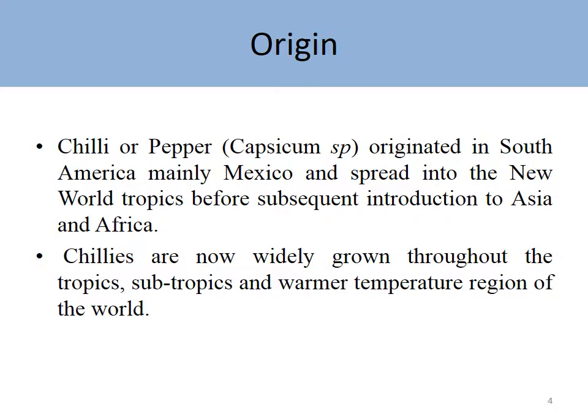Origin of chili or pepper. It originated in South America, mainly in Mexico, and spread into the New World tropics before subsequent introduction to Asia and Africa. Chilies are now widely grown throughout the tropics, subtropics and warmer temperate regions of the world.